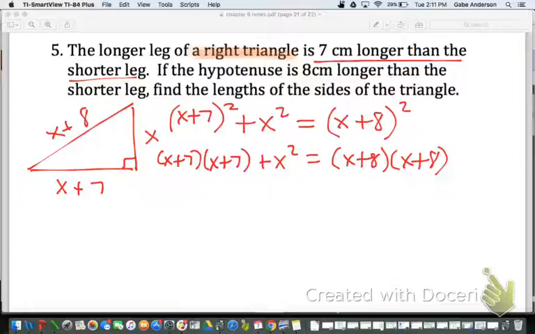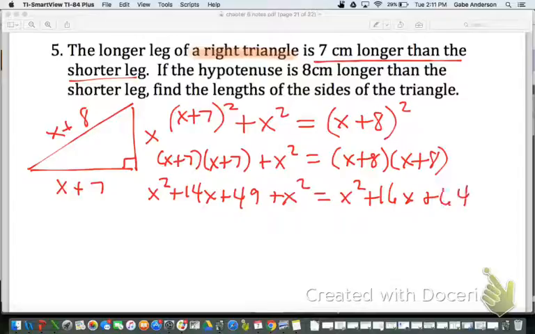So can anybody help me out? What is (x + 7) times (x + 7)? X² + 14x + 49. That is correct, Amelia. Well done. Plus x². Can somebody besides Amelia, because she's proven that she has this down pretty well, anybody else want to share about (x + 8) times (x + 8)? X² + 16x + 64. Nice job. Who was that? Nice work.